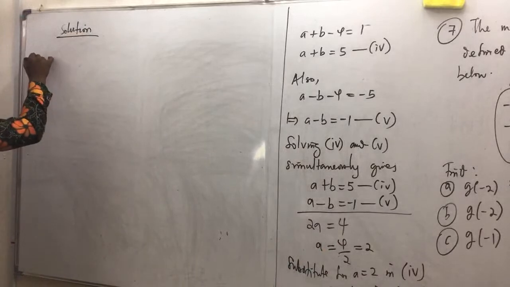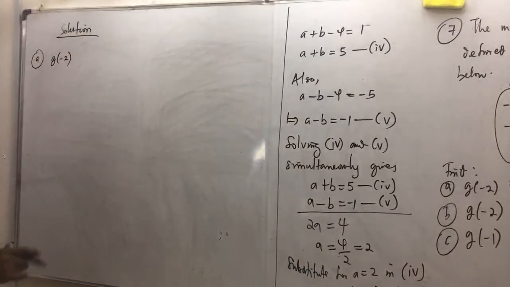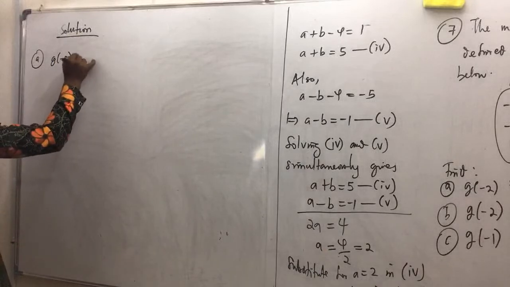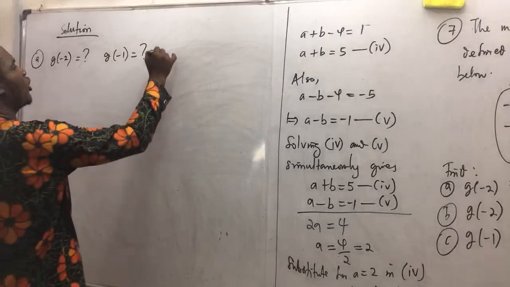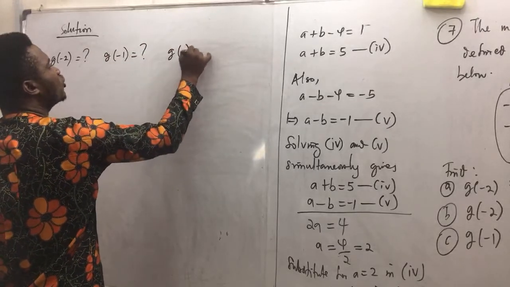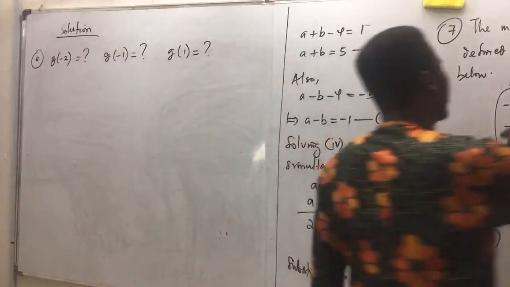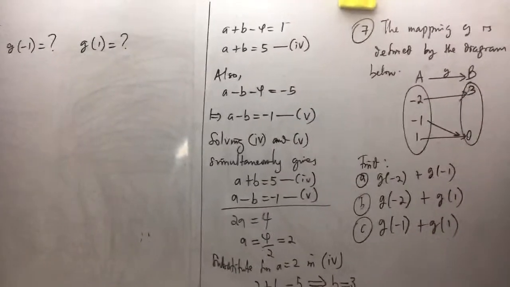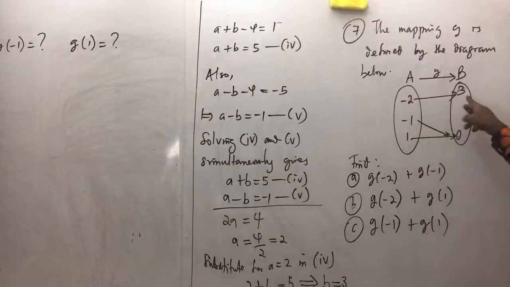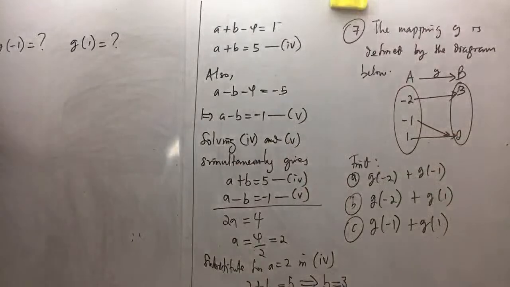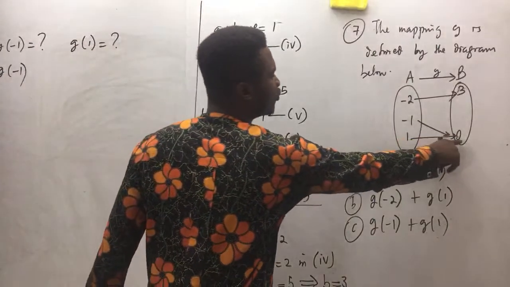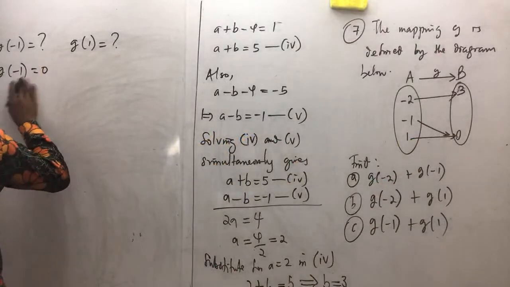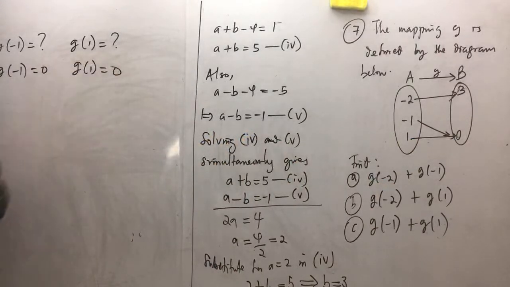Now, you will notice from that problem, let's see what G of -2 is. Let's obtain what G of -1 is. And what else do we have there? Let's also obtain G of 1. Notice that G of -2 is 3. G of -1, from that mapping, is 0. And G of 1 is also 0.